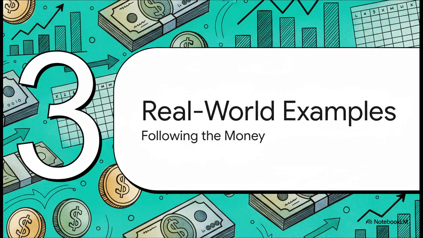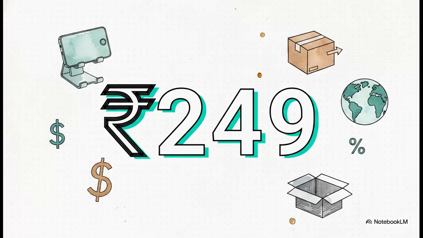Okay, Section 3, real-world profit examples. Let's follow the money. Imagine you decide to sell electronics accessories. Let's go with a simple phone stand. Your supplier charges you a base cost of 150 rupees for the stand. So you go ahead and list it on your website for 399 rupees. A customer buys it, the supplier ships it out, and boom, your profit is exactly 249 rupees. It's just a remarkably clean, straightforward transaction.